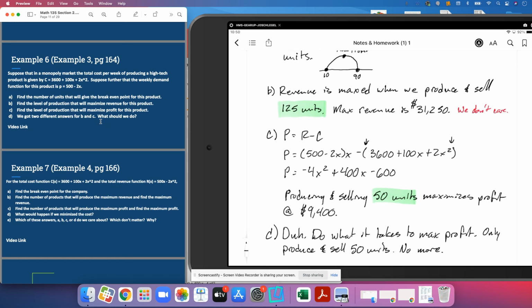So again, everyone, maximizing revenue with 125 units sounds like a great plan. But by doing that, our costs go up so significantly as well that it causes our profits to drop. We don't care about revenue. We don't care about cost. We care about the relationship between revenue and cost, which is profit.